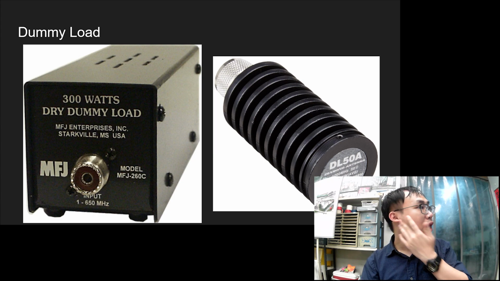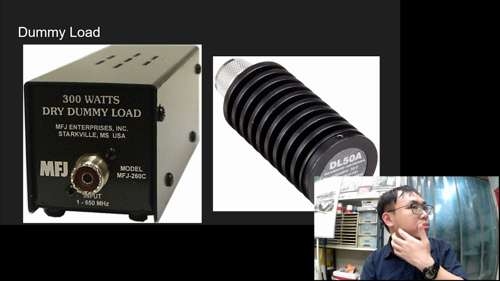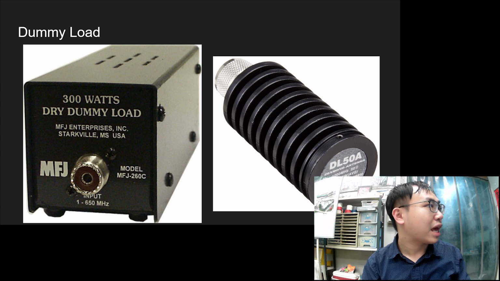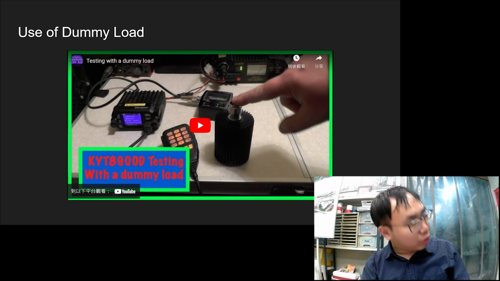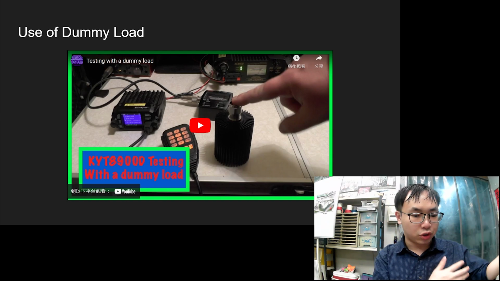Okay, that's why for this type of dummy load, they will heat it up and tell you the maximum emission time it can withstand, like 30 seconds, 10 seconds, that kind of thing, and the maximum power. I guess we have exactly this one in our radio group. Use of dummy load. I'm not going to play this video, so if you want to, watch it on your own. Okay.